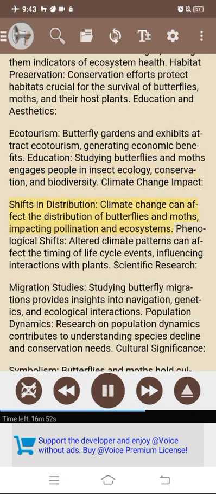Climate change impact. Shifts in distribution. Climate change can affect the distribution of butterflies and moths, impacting pollination and ecosystems. Phenological shifts. Altered climate patterns can affect the timing of life cycle events, influencing interactions with plants.